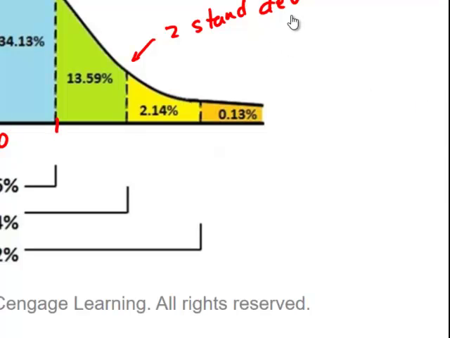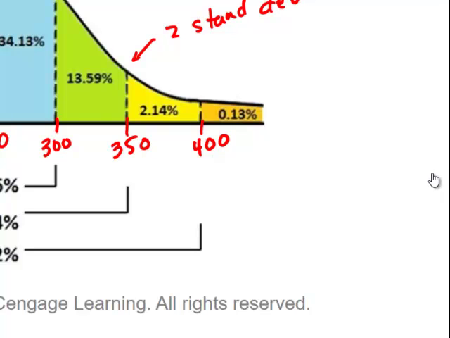So since the standard deviation is 50, all these normal curves you can just put the mean in the middle and then go to either side. So it'd be 50, so that'd be 300. This would be 350. This would be 400, 200, 150, and 100.